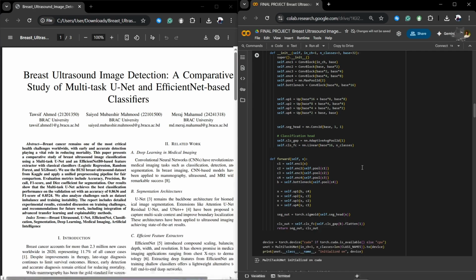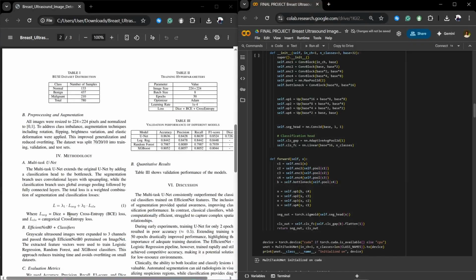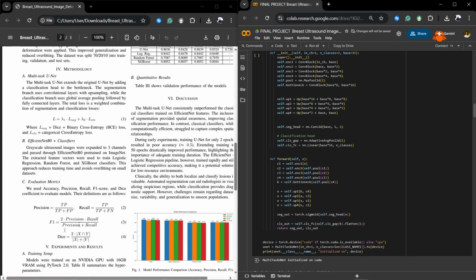For training, I defined a combined loss function. Here we can see the Dice loss, binary cross entropy loss, and categorical cross entropy loss. We use Dice plus binary cross entropy loss for the segmentation part, and categorical cross entropy for the classification task. How these are calculated is mentioned in the report.